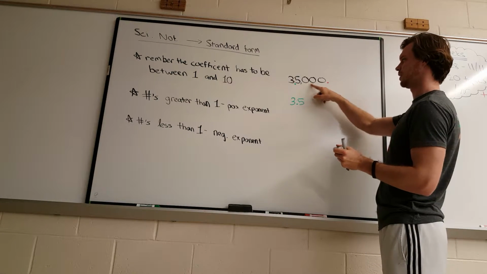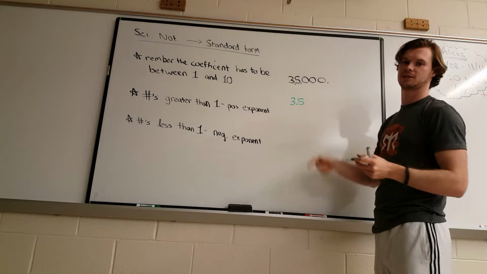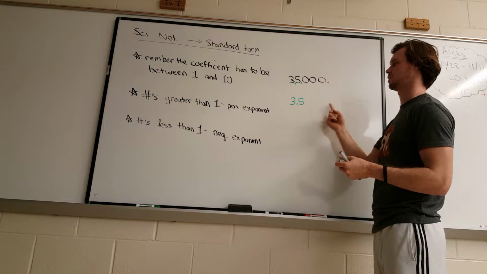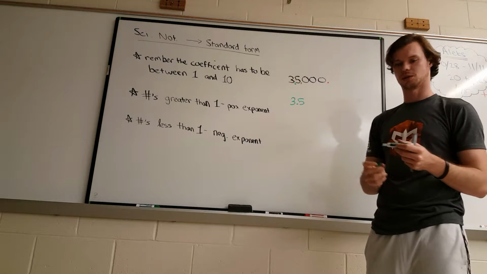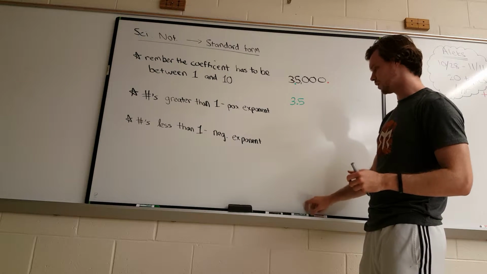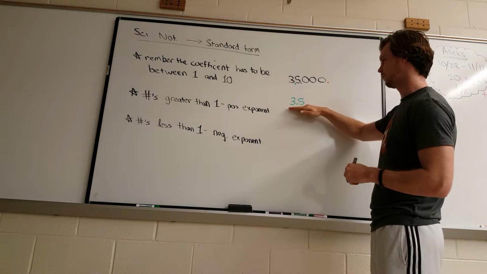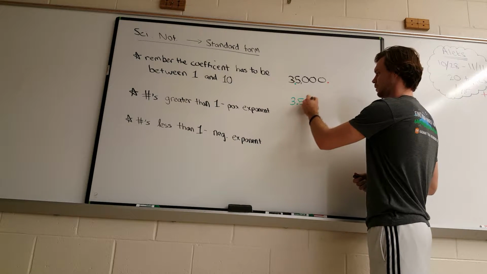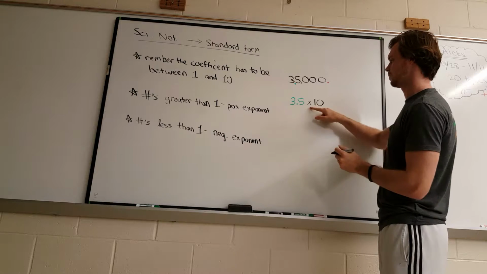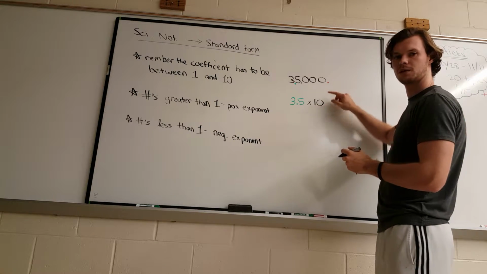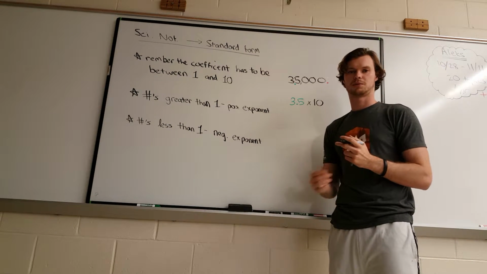Now remember, I don't need to write these zeros at the end because 3.5 is the same thing as 3.5000. I'd just be wasting time if I wrote those zeros. And now I know in scientific notation it's going to be a coefficient times a power of 10. So it's going to be times 10 to something up here. So the only thing I have left to do is figure out what that exponent is.